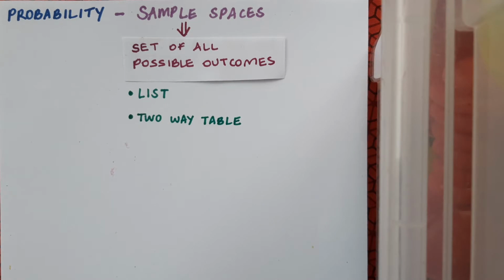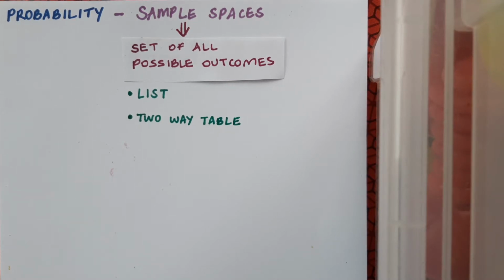Next, we have the two-way table. A two-way table is a grid that we use generally when there are two events occurring. So maybe I've got two dice and I'm rolling them both simultaneously, or I'm flipping two coins. Or maybe I'm even rolling a dice and flipping a coin together. I can't use a two-way table for more than two things happening in combination.